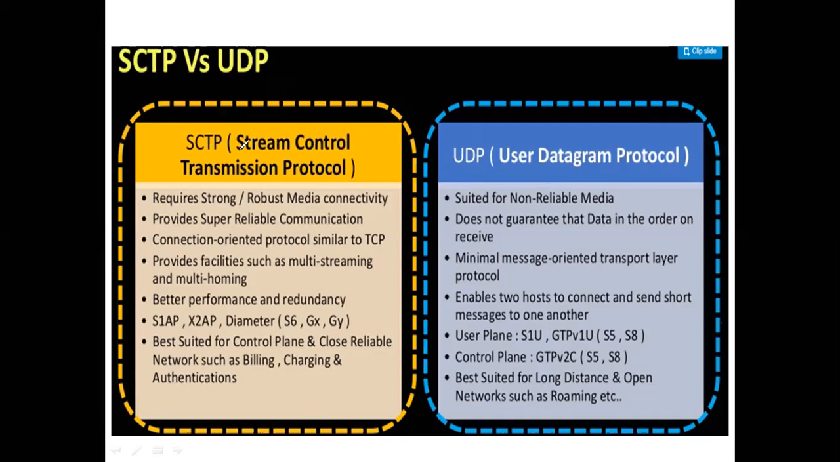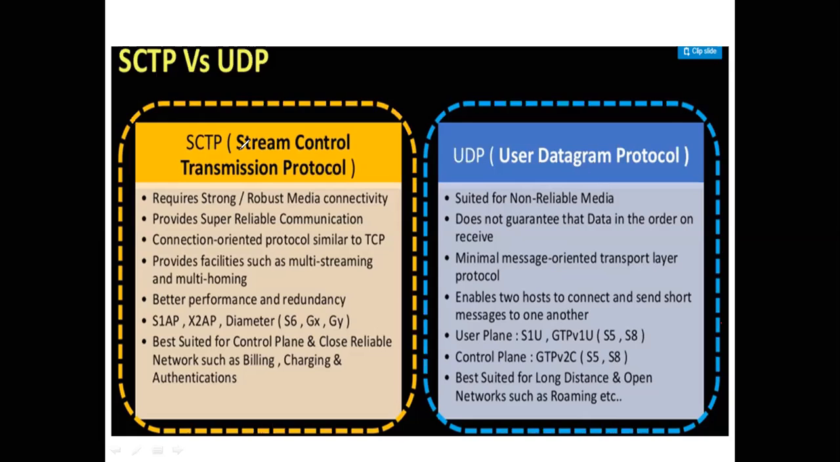Why is this a connection-oriented protocol? Because it is required to acknowledge whatever packet is received by the receiver. It provides facilities such as multi-streaming and multi-homing, better performance and redundancy. S1AP, X2AP and Diameter related information is generally carried by SCTP. It is best suitable for the control plane only. So this protocol is used for the control plane, for reliable networks such as billing, charging, and authentication. For this kind of service only SCTP is used.